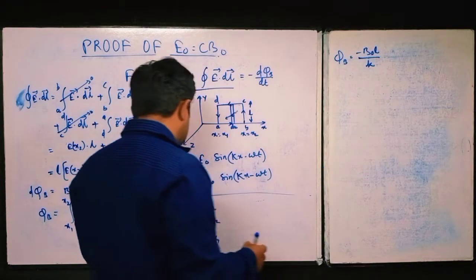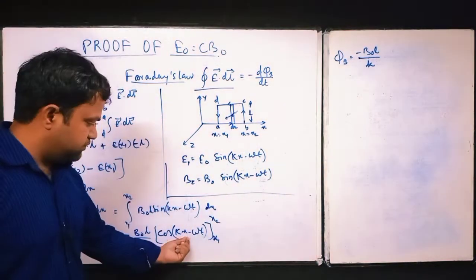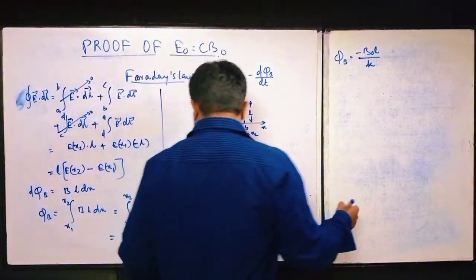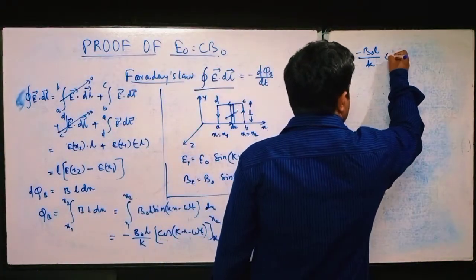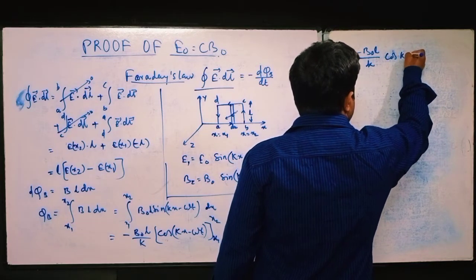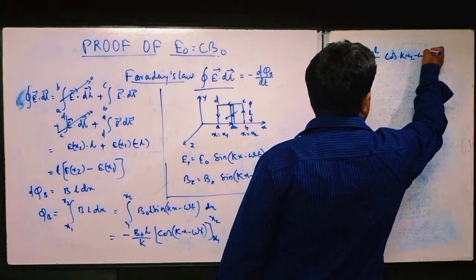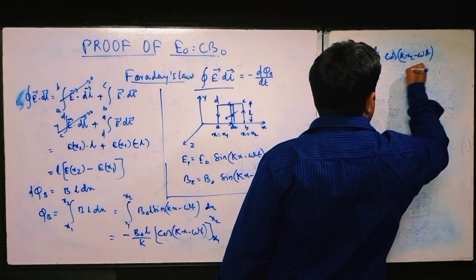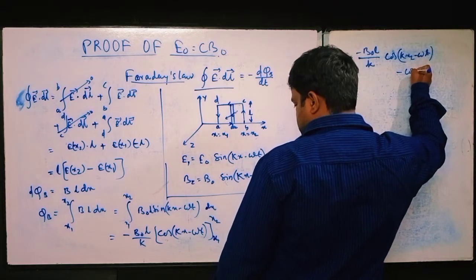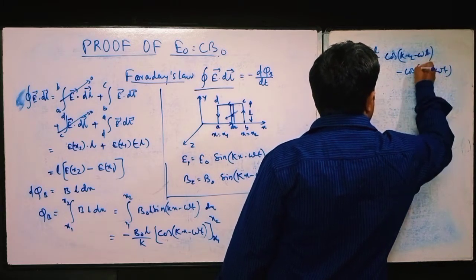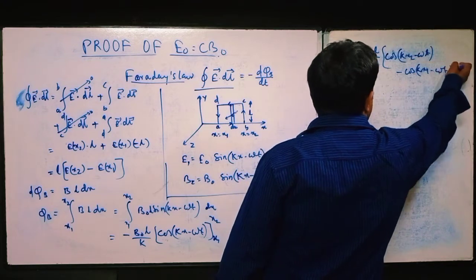And this one you will get, put x2 here in place of x, then subtract putting x1, you know that this thing's integration. So this is cos(kx2 minus omega t) minus cos(kx1 minus omega t). So this is what you are getting, 5b.